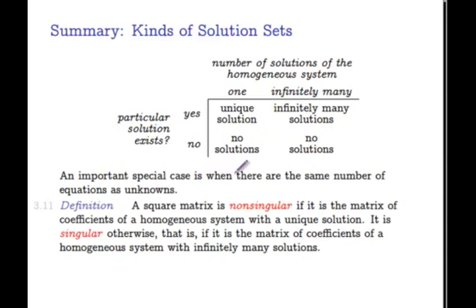Okay, an important special case is where there are the same number of equations as unknowns. Let's give a definition. A square matrix is non-singular if it is the matrix of coefficients of a homogeneous system with a unique solution. It's singular otherwise, that is, if it's the matrix of coefficients of a homogeneous system with infinitely many solutions.